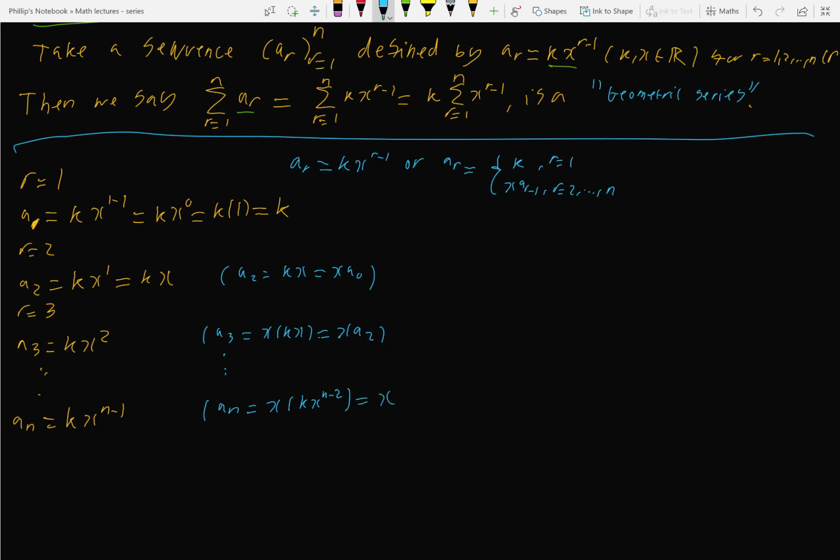which is equal to, because if we did it here we'd have a(n minus 1) is equal to k x to the n minus 2, so that therefore is equal to k times a underscore n minus 1. So you may sometimes see the sequence defined like so.